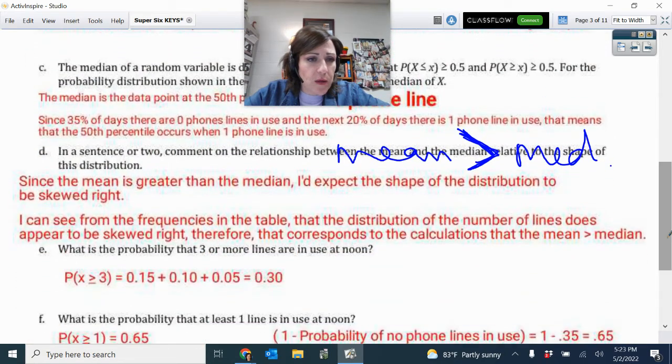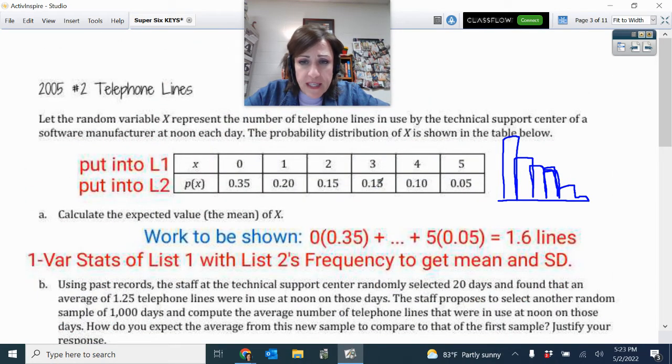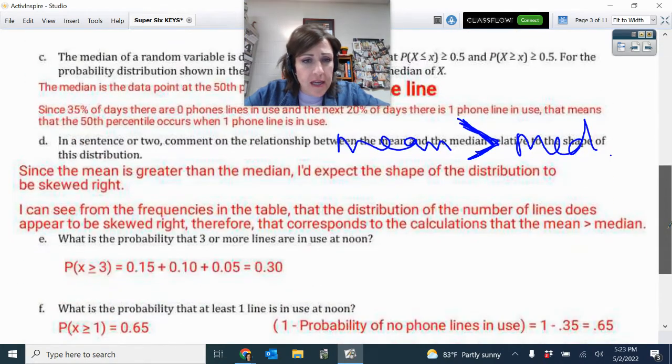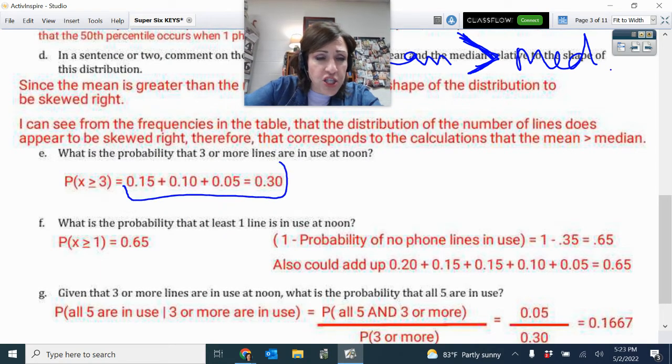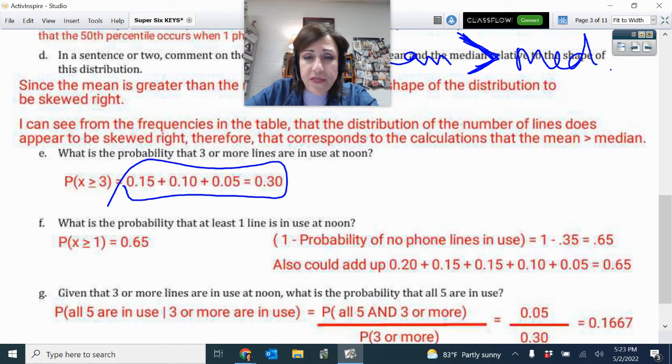And there is how I described that. What's the probability that 3 or more? So you're just summing up 15, 10, and 5, and those percentages. And look at the work I showed. Do not just plop out the number 0.30. Put down the numbers that you use to add up.